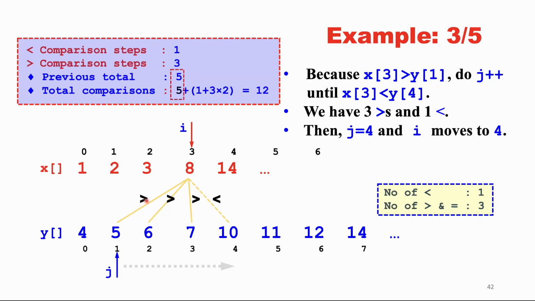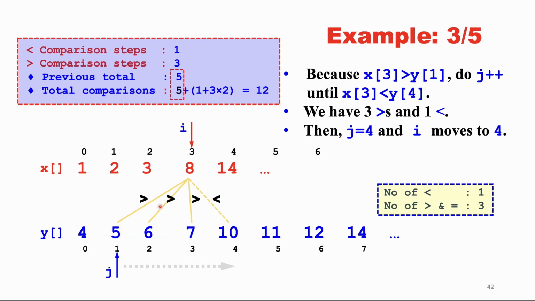And in this comparison, x3 is larger than y1, so we move j. Again, x3 is larger than y2, we move j again. x3 is larger than y3, we move j again. Now we have x3 less than y4.